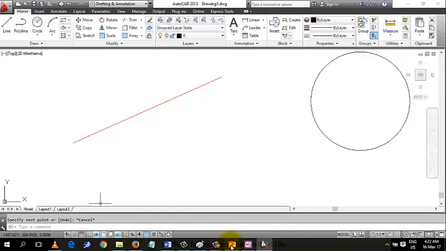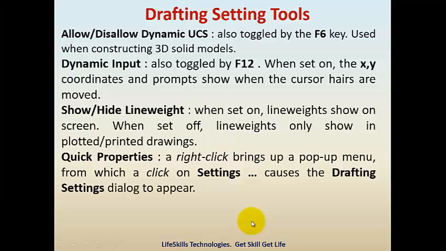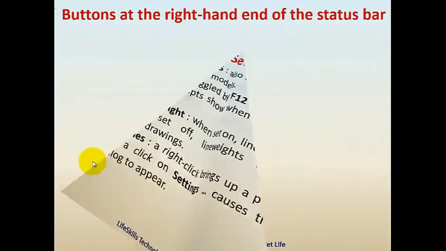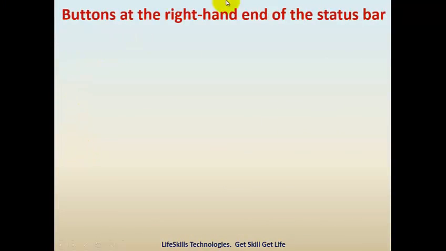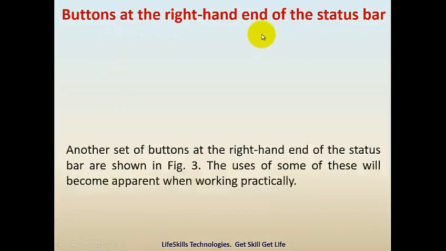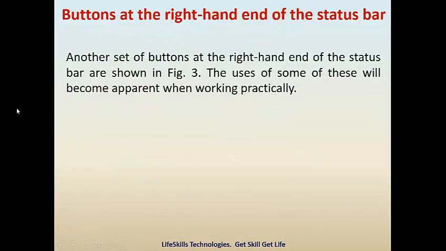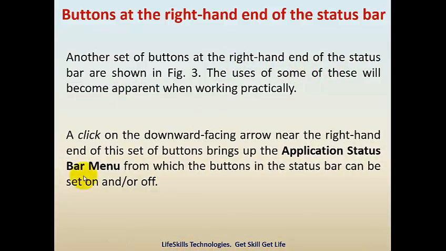Okay, back to our presentation. We have other tools there like dynamic input and so on. Then we have buttons at the right hand end of the status bar. So like this set of buttons, we find them at the bottom right hand corner. Their uses are only meaningful when you are working practically.